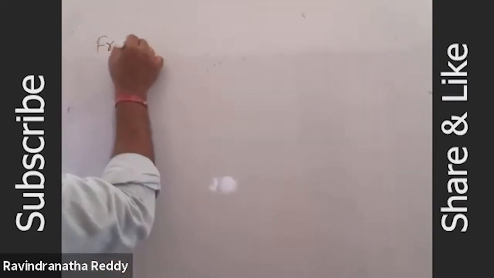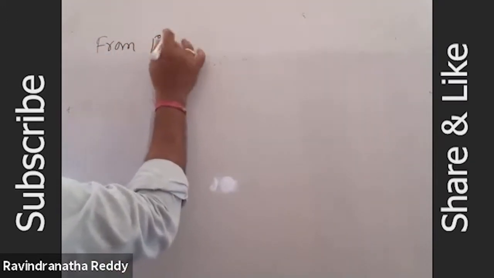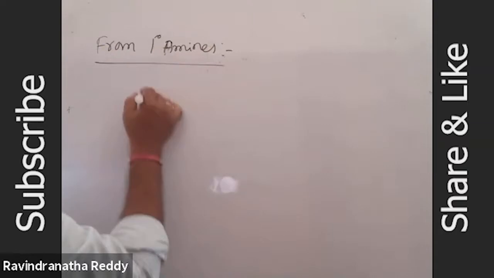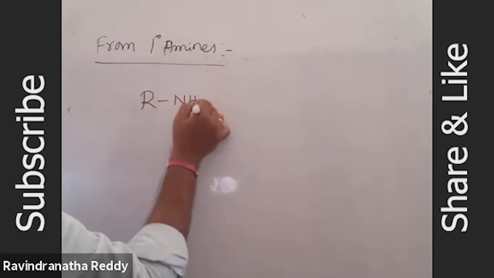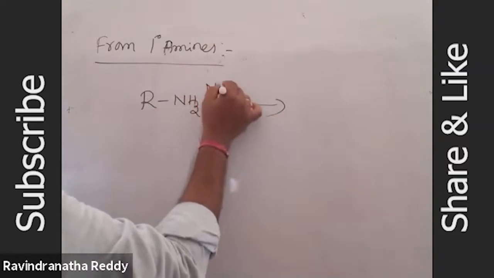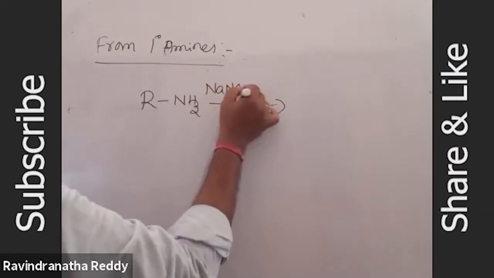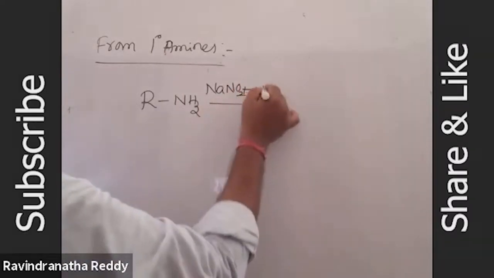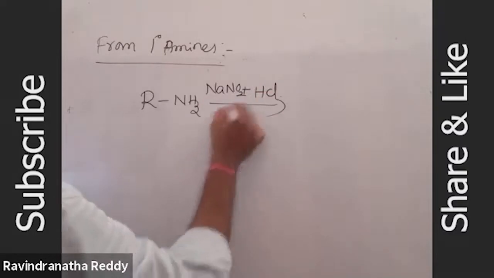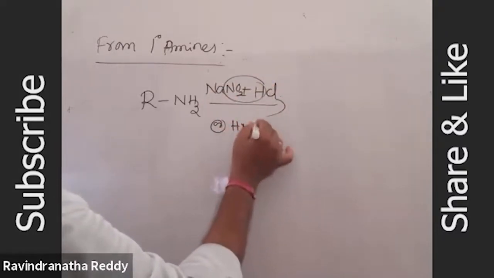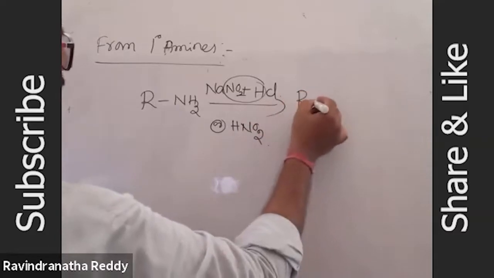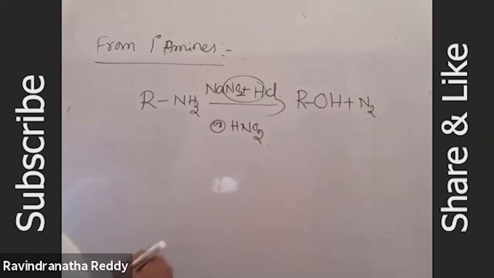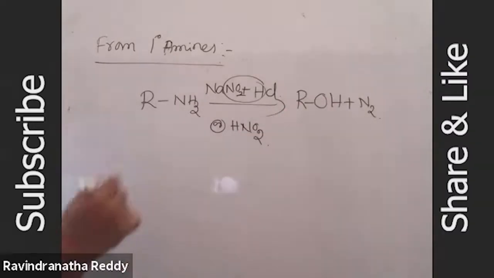From primary amines. This was already discussed in the amine chapter. RNH2, so what is the reagent? NaNO2 plus HCl mixture, which produces HNO2. So what do we get in this reaction? The product is alcohol plus nitrogen.